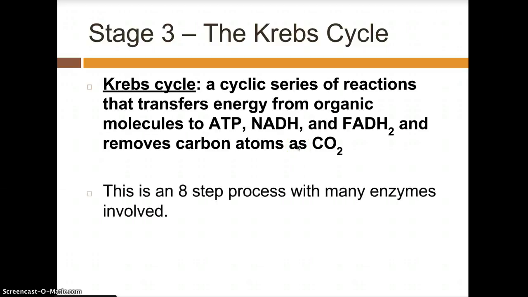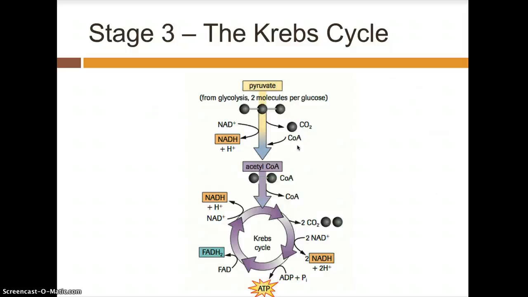It's an 8-step process with many enzymes involved, and again here, just like the Calvin cycle in photosynthesis, I don't expect you to know all the intermediates. I think that's quite tedious to know, so I'll highlight what is important for you to get out of the Krebs cycle here. As we take a look at this image, it looks quite complex, but don't stress it because this part you already know.